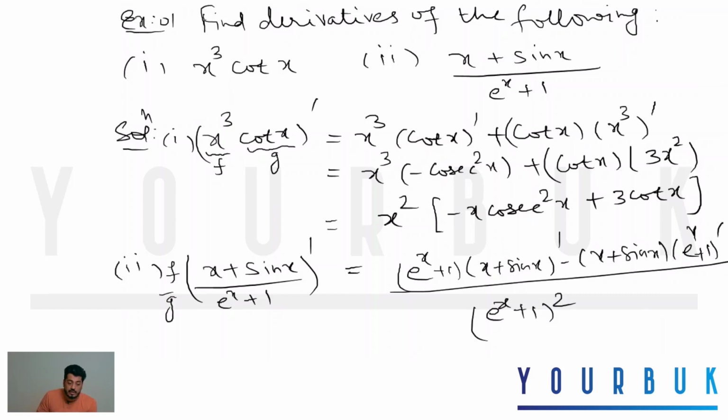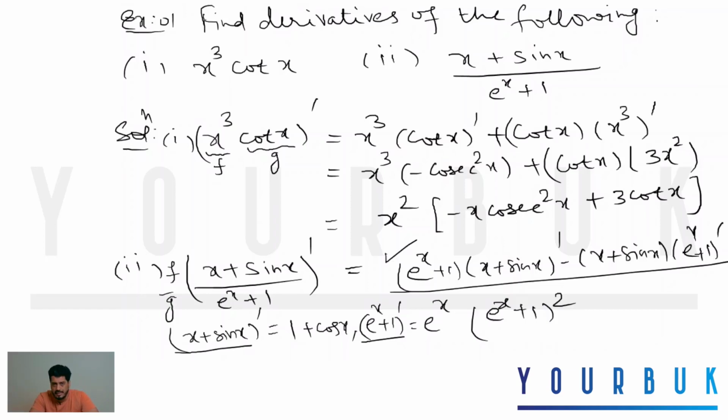Now you know that, just see what is the derivative of x plus sin x. It is the derivative of x, which is 1, plus the derivative of sin x, which is cos x. Similarly, what is the derivative of e^x plus 1? It is the derivative of e^x, which is e^x only, and the derivative of 1, which is 0, because 1 is a constant quantity. So just replace these values, (x plus sin x) dash and (e^x plus 1) dash here, and take something common, e^x plus 1, cancel with the denominator, and just try to simplify the expression. This will give you your final answer.